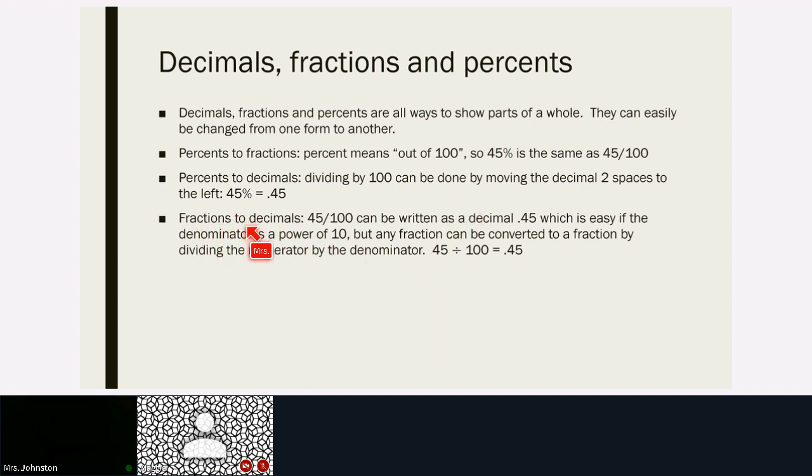If you want to change a fraction to a decimal, you can divide it out with your calculator. You can remember that dividing by 100 is pretty easy.